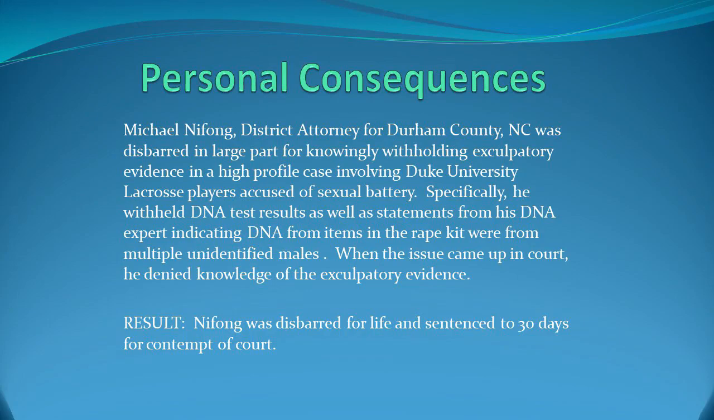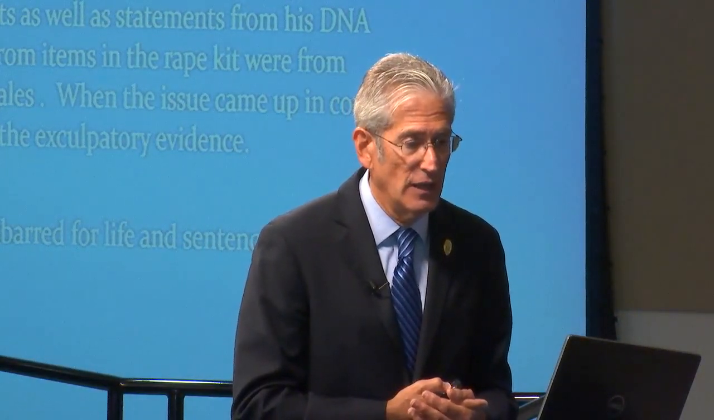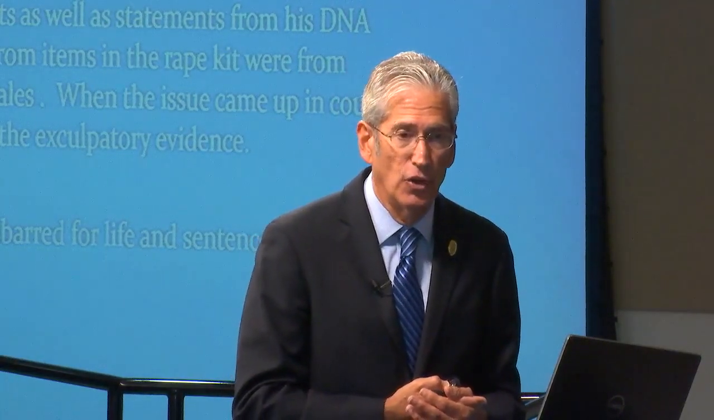Lastly, Michael Nifong. Those of you who have been around for a while know he was the DA in Durham, North Carolina, during the Duke University scandal, when a bunch of lacrosse players were accused of sexual battery. He knew and withheld exculpatory DNA information, and material exculpatory information other than the DNA, and he actually went into court and said none existed. Exculpatory DNA existed, and the DNA from the items in the rape kit was from multiple unidentified males. When the issue came up in court, he denied knowledge. He was disbarred for life, and he was sentenced to 30 days for contempt of court for lying to the court. So don't be Nifong.